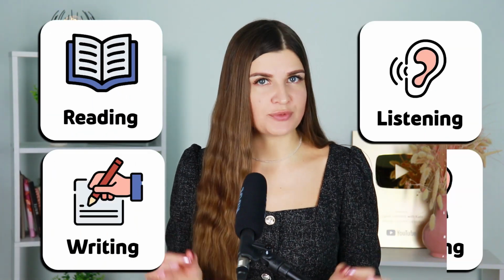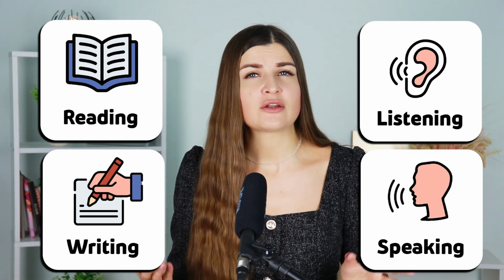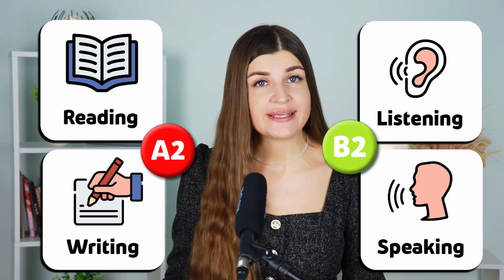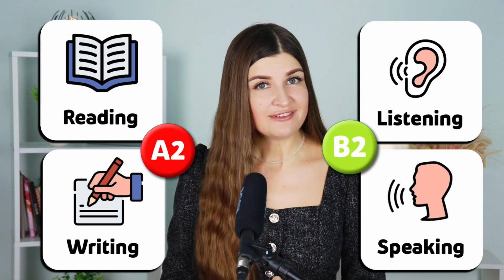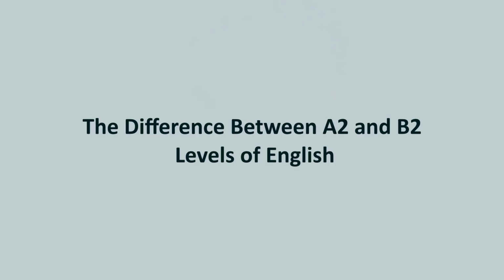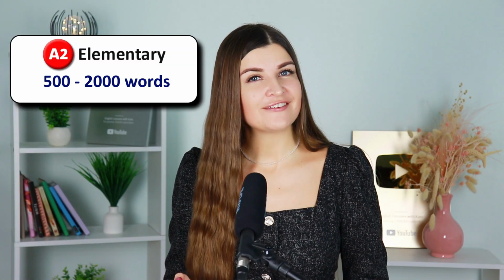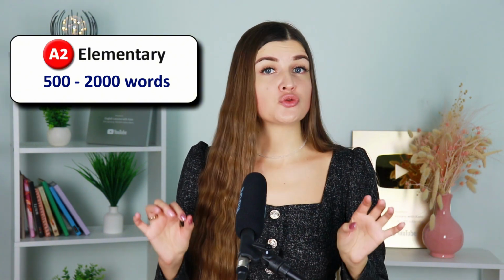Now, when we think about your English skills, we focus on 4 main areas: reading, writing, listening, and speaking. Let's take a closer look at what A2 and B2 levels mean for each of these. Ready? Let's dive in. Difference between A2 and B2 levels of English. At the A2 level, you know around 1500 to 2000 words. To reach B2, you'll need to expand your vocabulary to about 3000 to 4000 words.